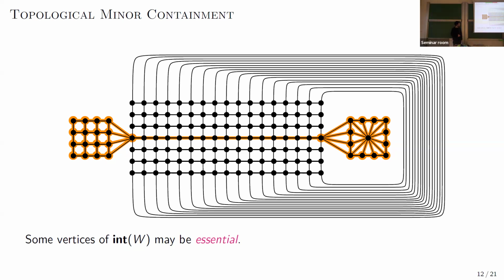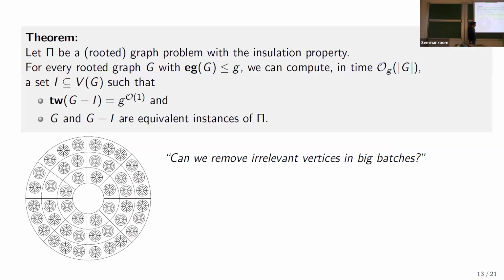And all these algorithms that use the irrelevant vertex technique, but in these more general settings, in topological minor containment, also in the logical frameworks that I mentioned, they ask for this kind of weak insulation property. So this is the next challenge.